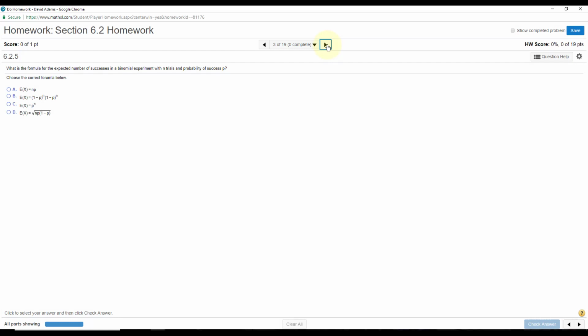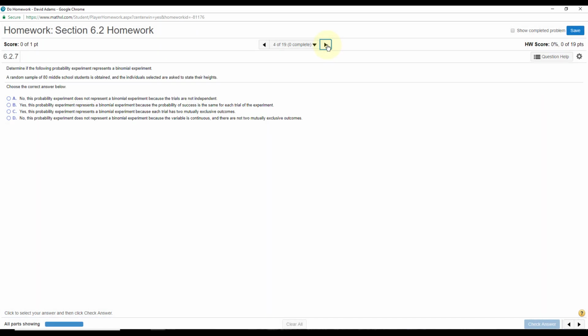What is the formula for the expected number of successes in a binomial experiment with n trials and probability p? Remember, expected value and mu are the same thing. Okay, expected value and the mean of the distribution. So look that up.